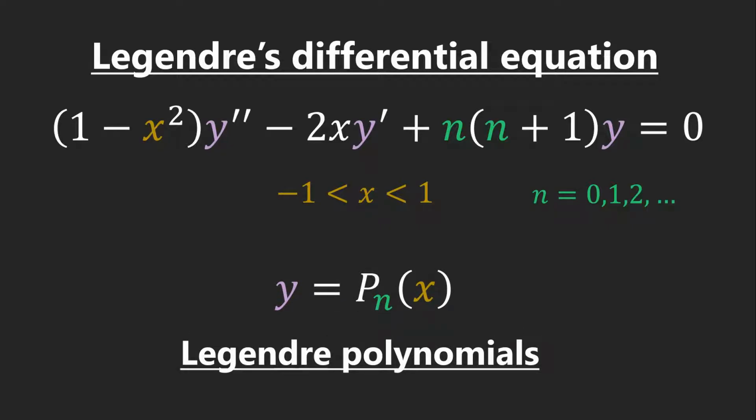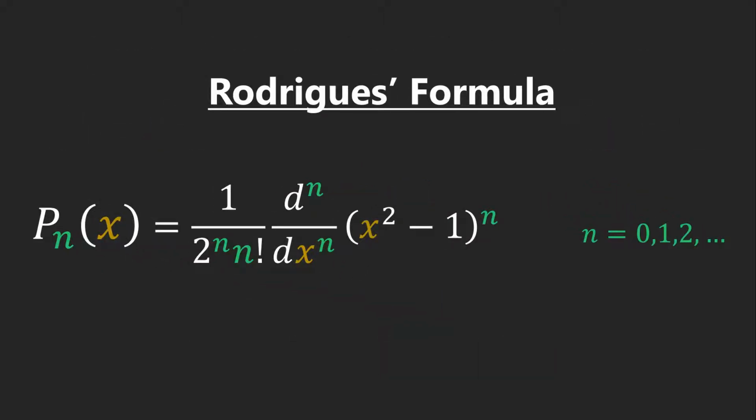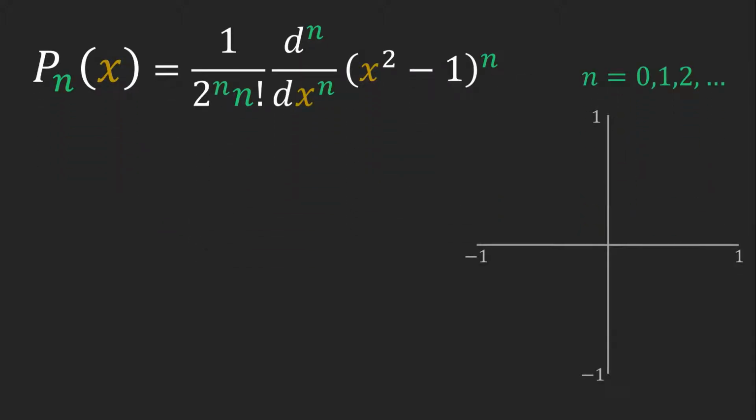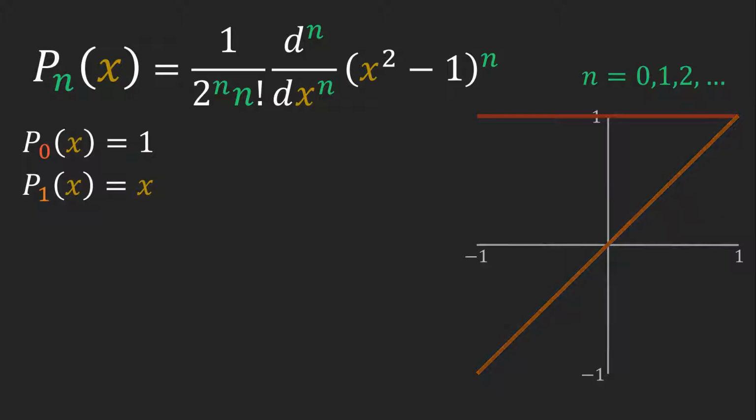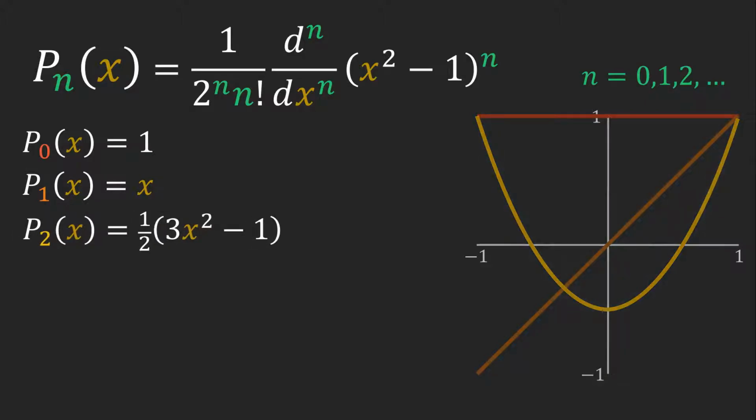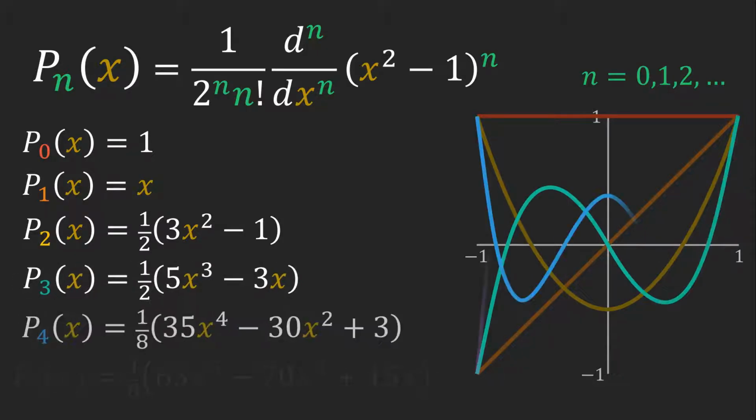These polynomials can be concisely defined using Rodrigues's formula. The nth Legendre polynomial is given by 1 over 2 to the n times n factorial times the nth derivative of the nth power of x squared minus 1. Let's look at the first few polynomials. The 0th Legendre polynomial is just the constant function 1, and the first Legendre polynomial is just the identity function x. After that, the second polynomial is 1/2 times the quantity 3x squared minus 1, and so on.